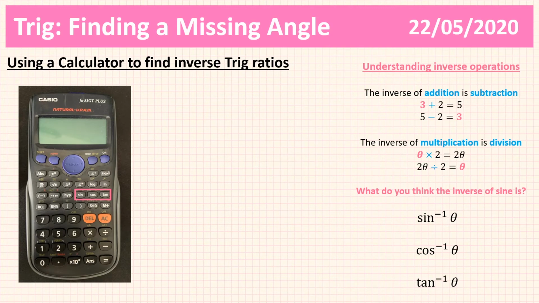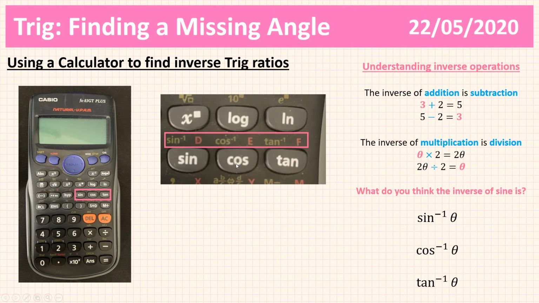Now you may be asking me, sir, where is sine minus 1? Where is cos minus 1? Where is tan minus 1 on my calculator? Well, if you have a look at my calculator, there they are, just directly above sine, cos, and tan. Now, you might be asking, how do I access these buttons? How do I get to them? Because there's not actually a physical button. It just says sine minus 1, cos minus 1, tan minus 1.